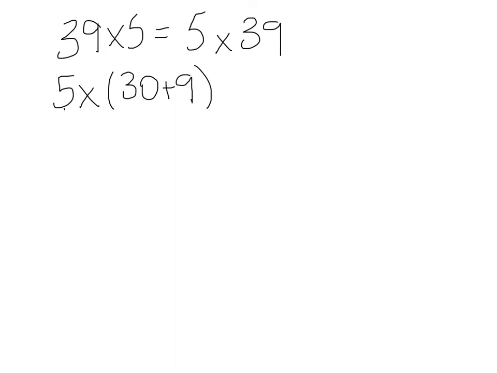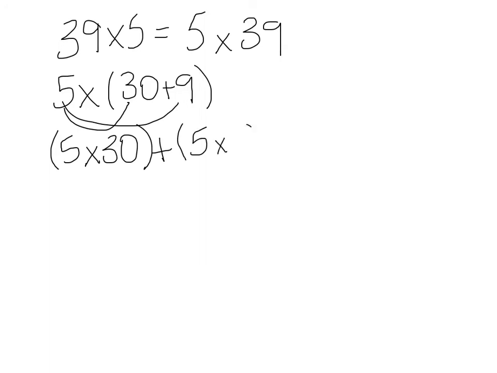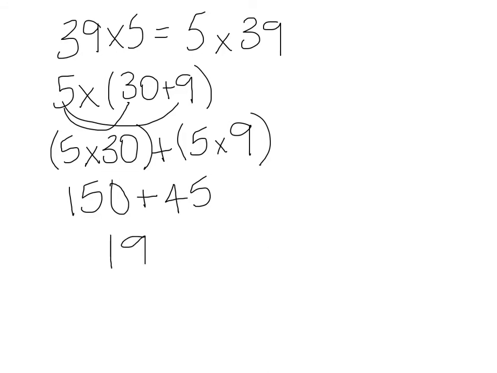When I distribute my 5 out to my 30, I'm going to get 5 times 30 plus 5 times 9. 5 times 3 I know is 15. I add my 0 on the end, plus 5 times 9, which I know is 45. Then I'm going to add these two partial products together and get the final product of 195.